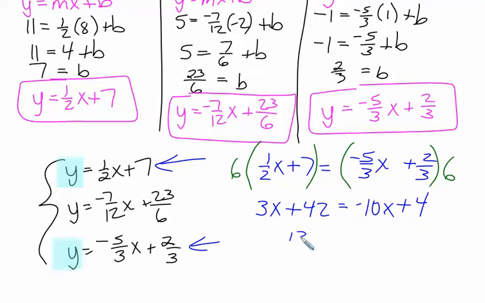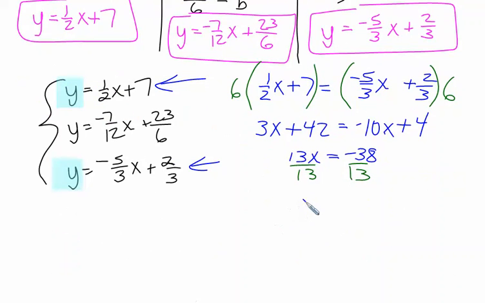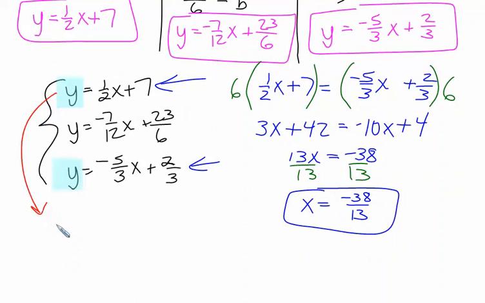Get the x's on one side. Get the numbers on the other side. Divide out to solve for x, and we get a value of x being equal to negative 38/13. So now we're going to plug back in and try to verify that all three y values are the same and determine what that value of y would be.